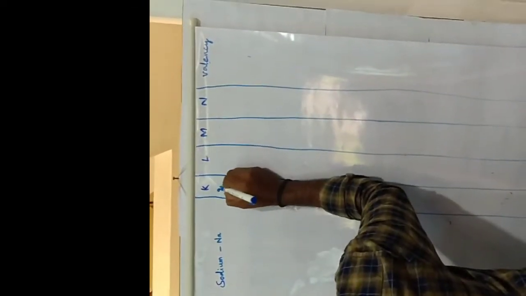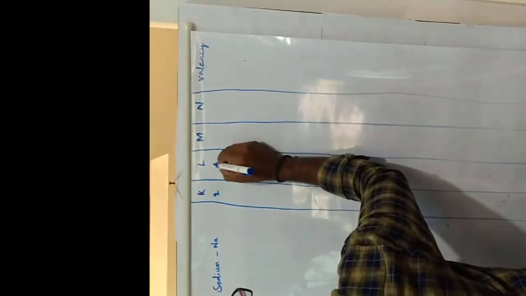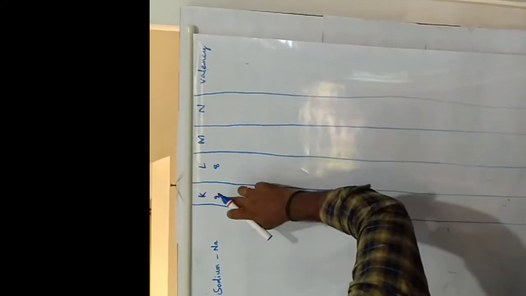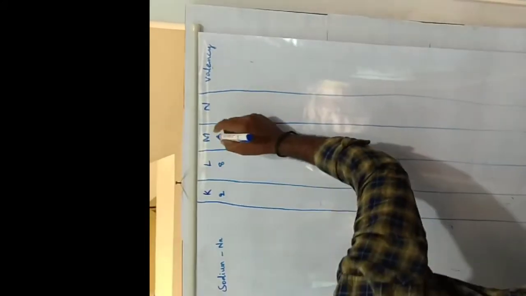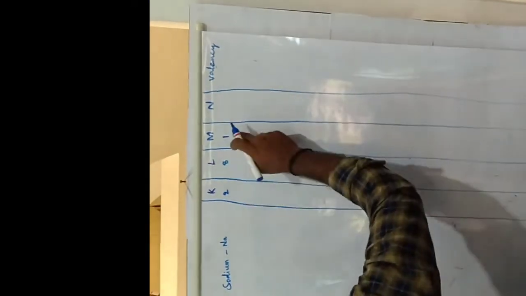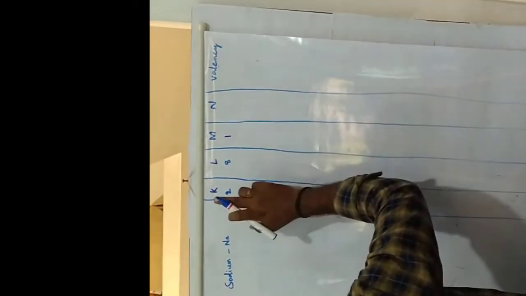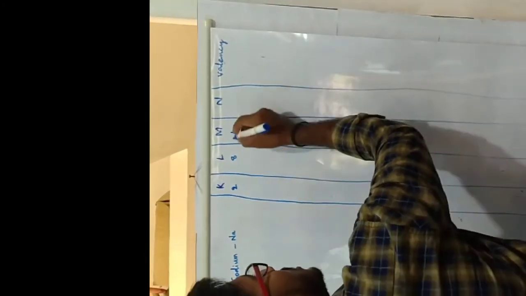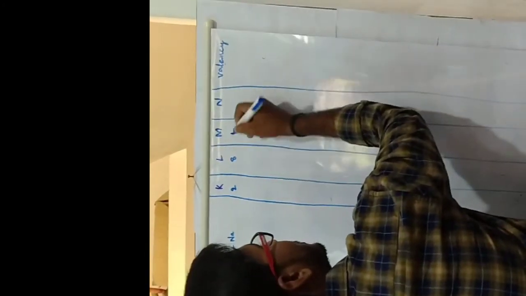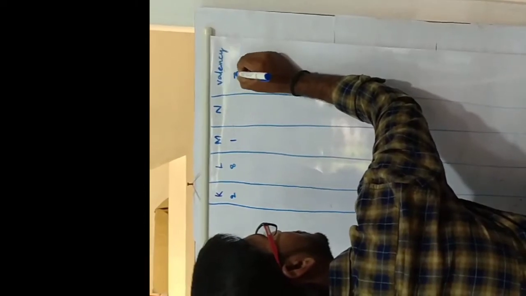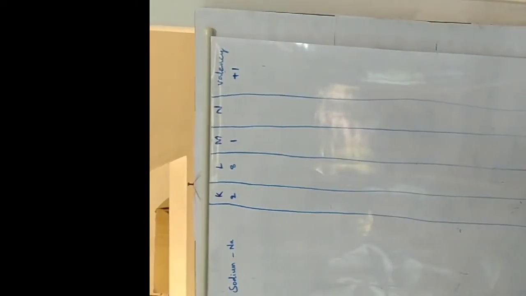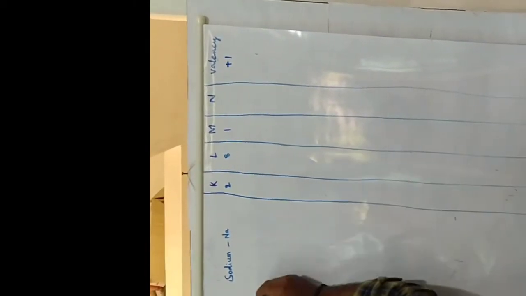Electronic configuration: K shell 2 electrons, L shell 8 electrons. Atomic number is 11, so 2 plus 8, 10. 1 electron will enter the M shell. So total electronic configuration 1s2, 2s2, 2p6, 3s1. So valence is 1. That means it belongs to first A group element. So valency is plus 1.